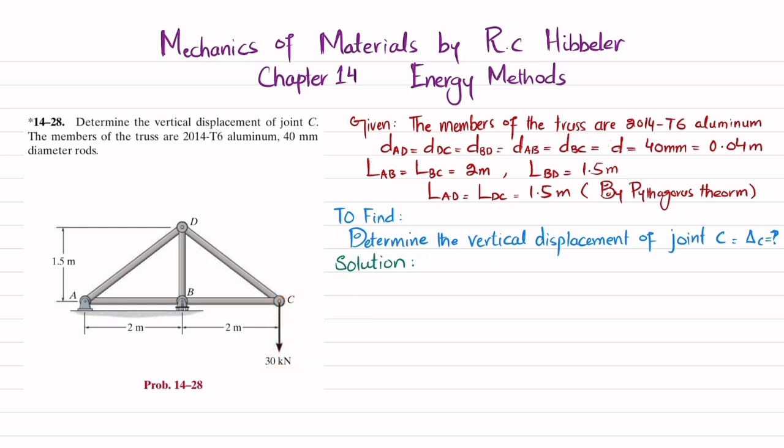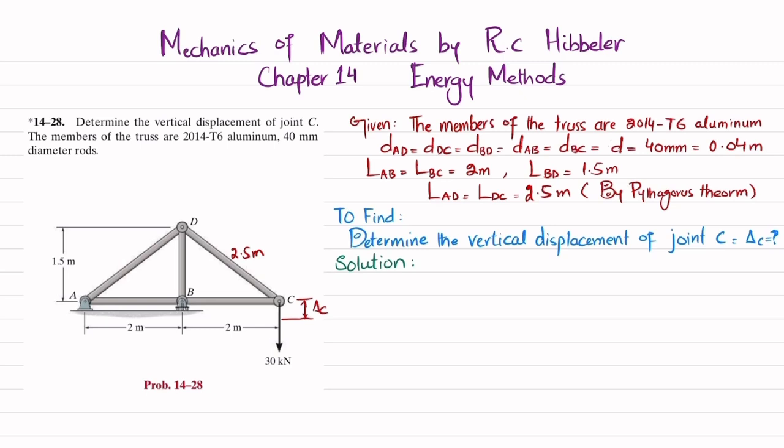So you can see the given data, all the diameters are equal, which is D, and that is 0.04 meter. Length of AB and BC are 2 meter, BD is 1.5 meter, and by using Pythagoras theorem, this will also be 2.5. Yes, this is 2.5. So we will correct it. I will write it 2.5 meter. So you have to find the displacement of C. Let C move this distance. So this is delta C.